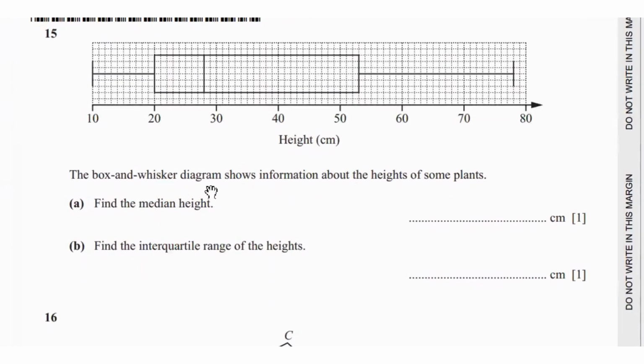Question 15 says the box and whisker diagram shows information about the heights of some plants. Find the median height. Median height is this one in the middle of the box, which is equal to 28. Find the interquartile range of the heights. This is your lower quartile. This is your upper quartile. So lower quartile is 20, upper quartile is 53. Interquartile range is 53 minus 20, and that gives us 33. So 33 centimeters is your interquartile range.